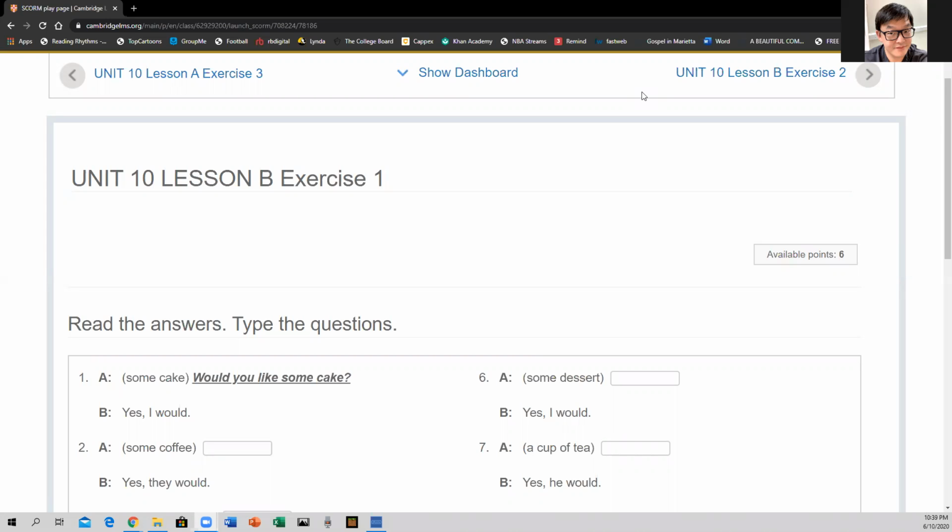Okay, everyone, welcome to our class, Ventures 2, Unit 10, free time. Last class, we talked about how to offer things in English. Today, we are going to review and then do some exercises.